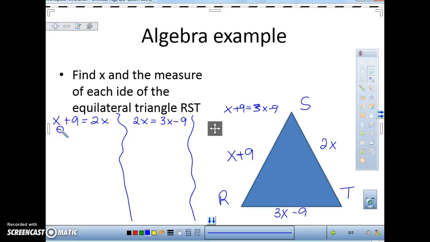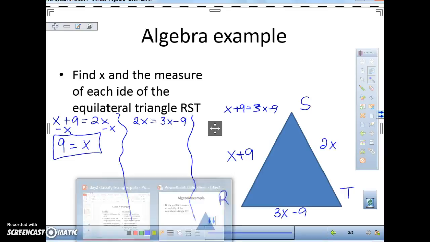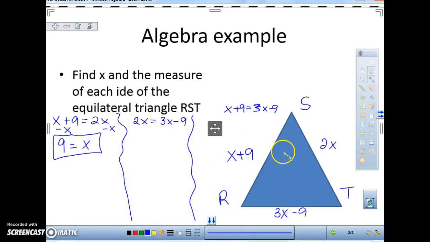I'm just going to solve this first one, since it's first. So I'm going to subtract x from both sides of the equal sign. X is 9. How do we find the length of each side now? Yep, put it into x. So 9 plus 9, so that would give us 18. 2 times 9, 18. Oh, look, they're the same.